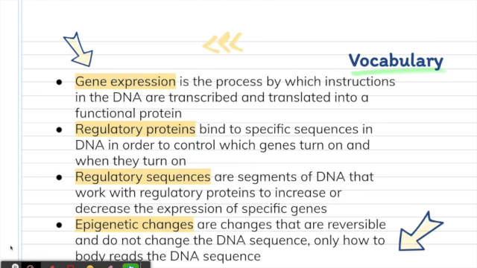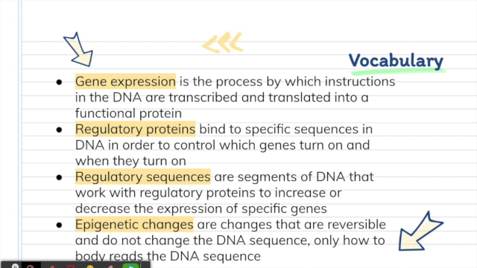Gene expression is the process by which instructions in the DNA are transcribed and translated into a functional protein. Regulatory proteins bind to specific sequences in DNA in order to control which genes turn on and when they turn on. Regulatory sequences are segments of DNA that work with regulatory proteins to increase or decrease the expression of specific genes.